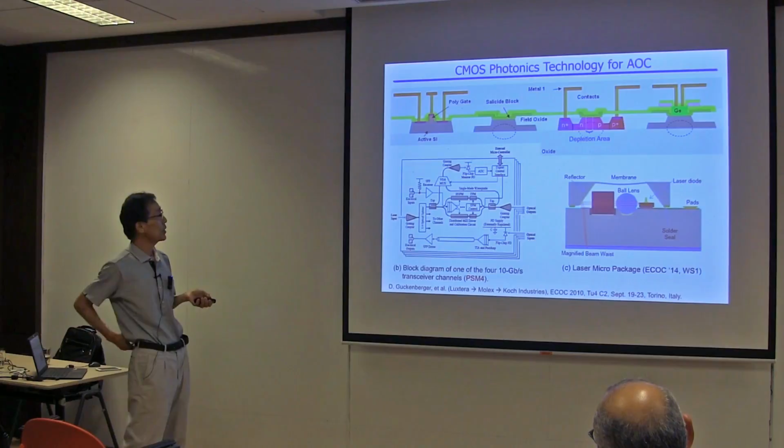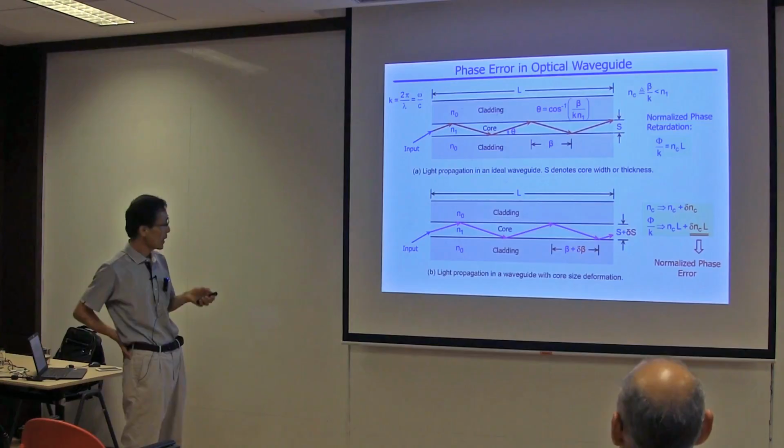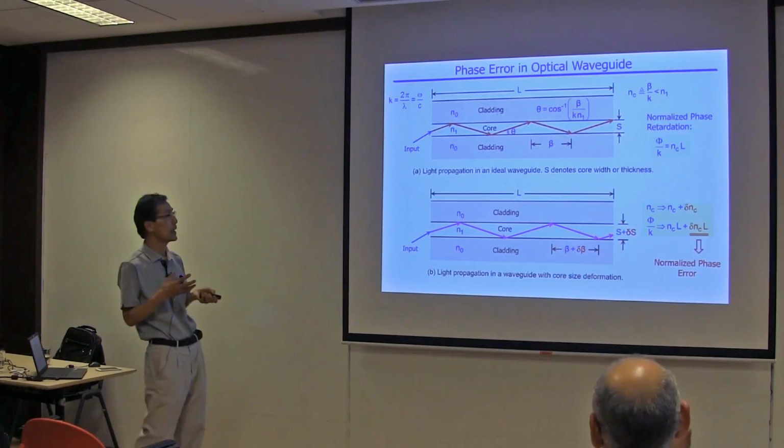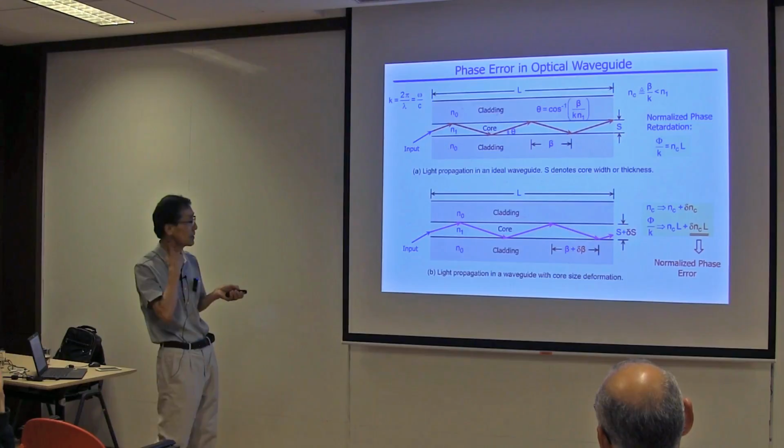So silicon transceivers cannot so far utilize WDM because of the technical challenges in making AWGs. I will briefly describe that the fabrication error in silicon waveguides is, roughly speaking, 10 or 100 times larger than in silica. So that's the technical challenge currently.